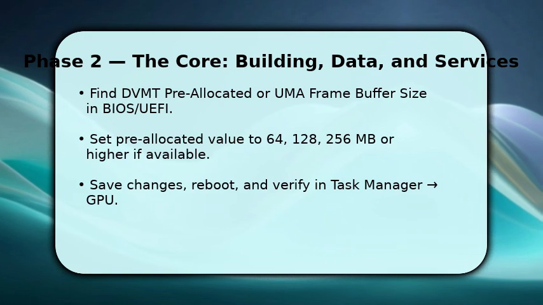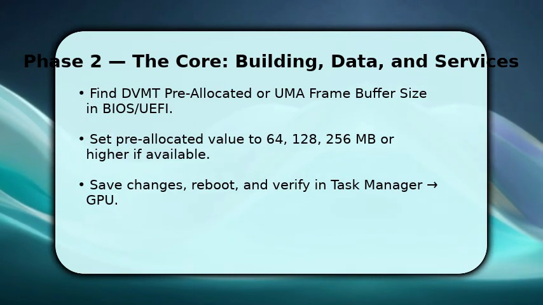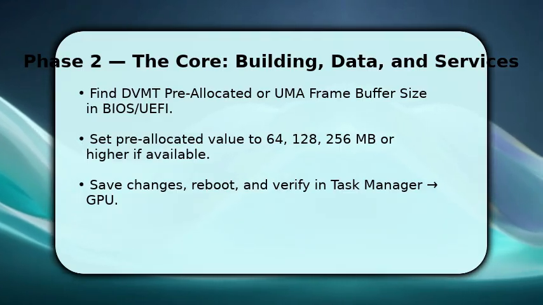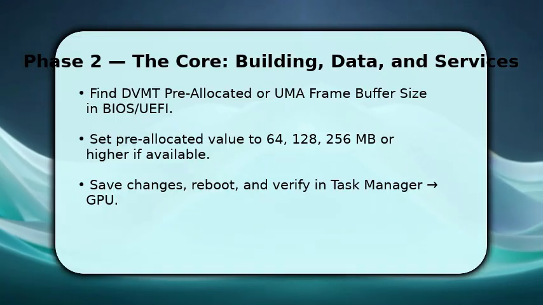Once back in Windows, open Task Manager, right arrow Performance, right arrow GPU to confirm the new shared memory numbers. If your firmware lacks that option, don't force a registry tweak. Move to the next slide.